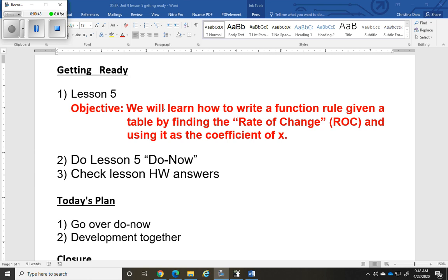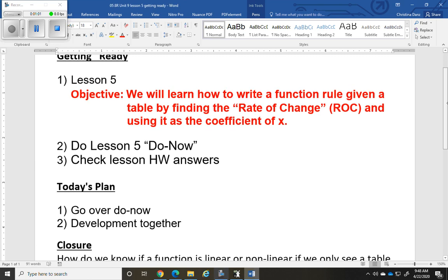You definitely have to know how to write a function rule for a linear function. Remember, linear functions are written in the form of y equals mx plus b. So we'll wind up writing it in our notes. We're going to go over the do now. Be sure to go and check your homework answers that were provided for you. And of course, we'll do the development together.